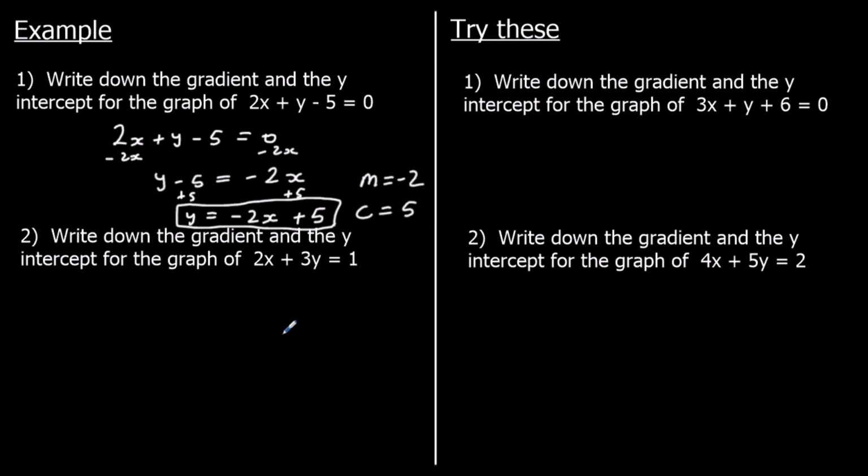And the second example, again, it's not in the correct form, so we can find the gradient and the y-intercept by making y the subject, getting y by itself. So if I take 2x away from both sides, I've got 2x plus 3y is equal to 1. I want to get y by itself, so take 2x away from both sides, which gives us 3y is equal to 1 minus 2x.